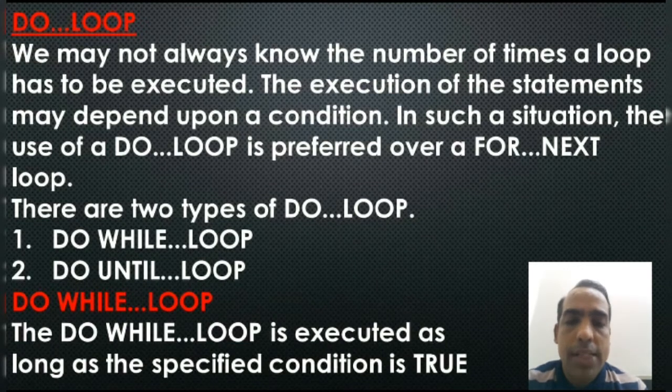In other words, you can say when we don't know how many times the loop will be executed, in this condition we have to use do loop. Generally, there are two types of do loop. First is do while loop and second is do until loop. First, I will explain to you the concept of do while loop. The do while loop is executed as long as the specified condition is true.